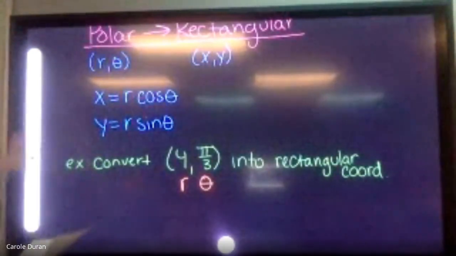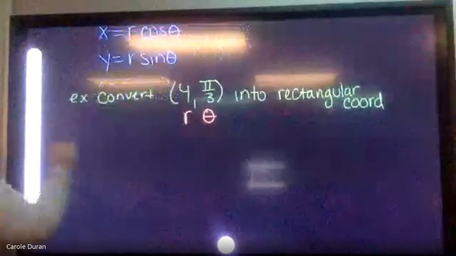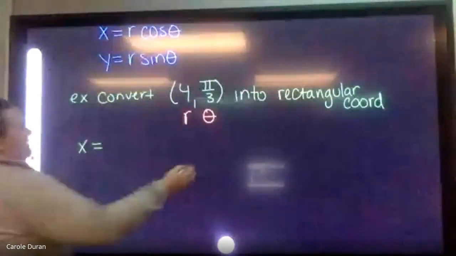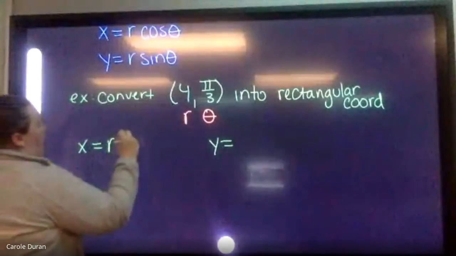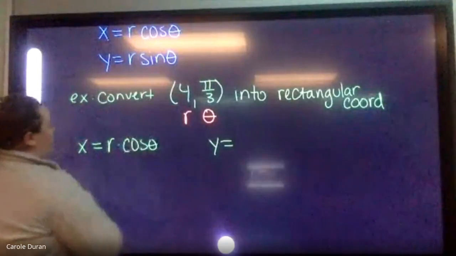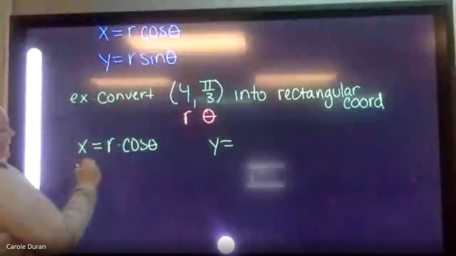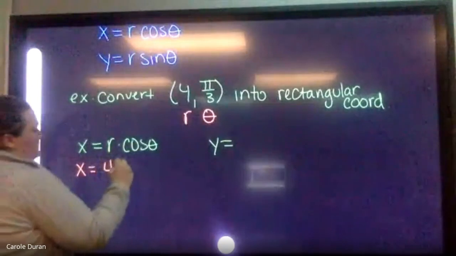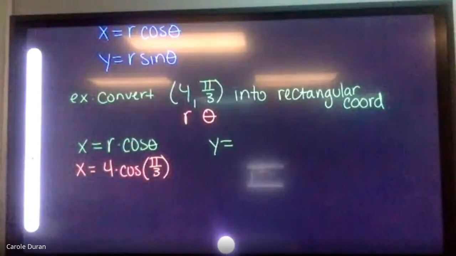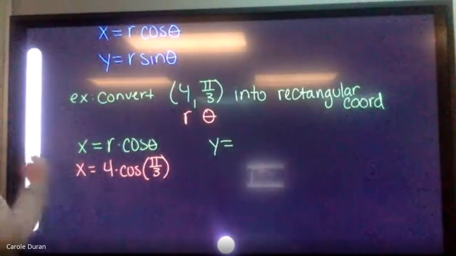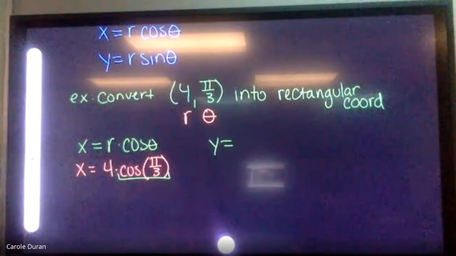I know to get rectangular coordinates, I need to solve for what x is, and I need to solve for what y is. It told me that x is equal to r times cosine of theta. If I fill that information in, I get x is equal to 4 times cosine of pi over 3. I can use the back of my unit circle to figure out what cosine of pi over 3 is. But what's cosine of pi over 3?